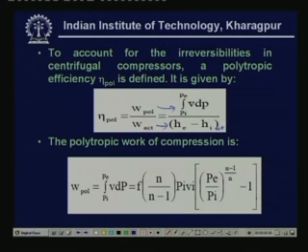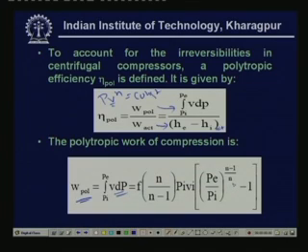This process, as you know, the polytropic process can be written as something like this: PV^n = constant. So, all polytropic processes can be represented by this equation, and if you substitute this equation here, you can find out the expression for polytropic work. So, I am making use of this equation here. You find that the expression for polytropic work is given by F into n by (n minus 1) into Pi Vi into [(Pe by Pi) to the power of (n minus 1) by n, minus 1].